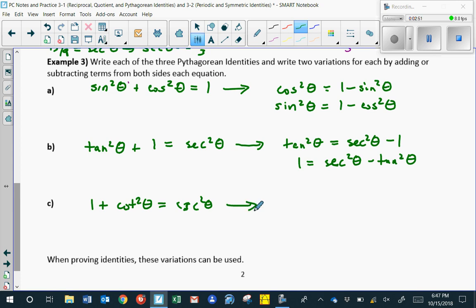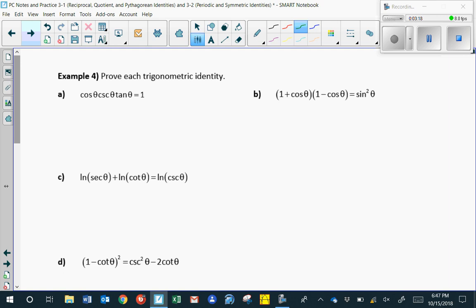If we subtract terms from both sides of that equation, we might come up with a variation: cotangent squared of theta is equal to cosecant squared of theta minus 1. We also might come up with a variation: 1 is equal to cosecant squared of theta minus cotangent squared of theta. When proving identities, these variations can be used.